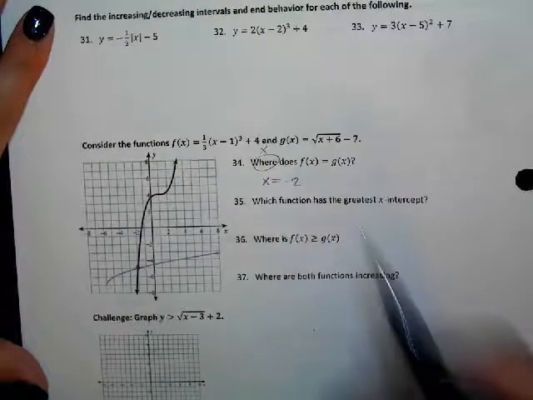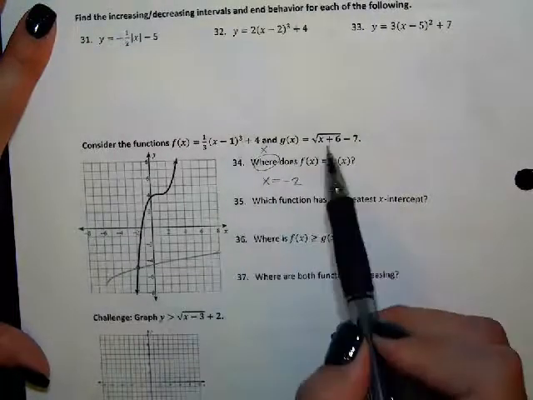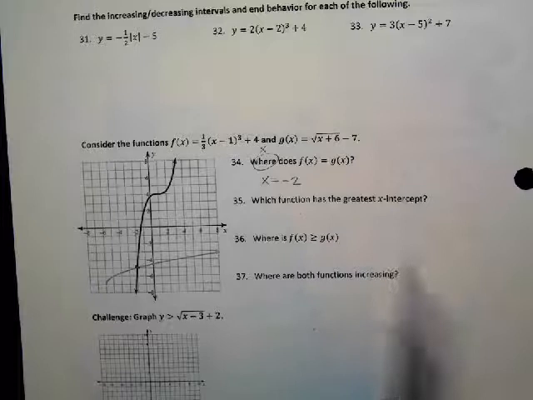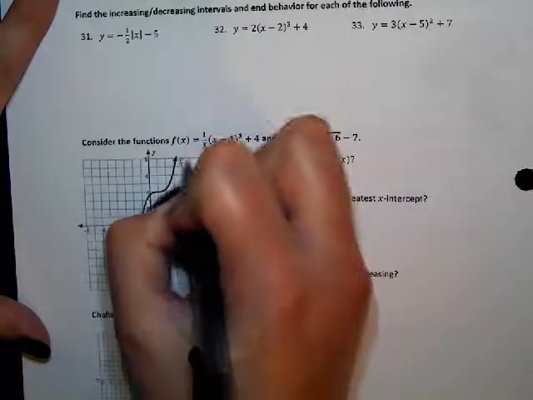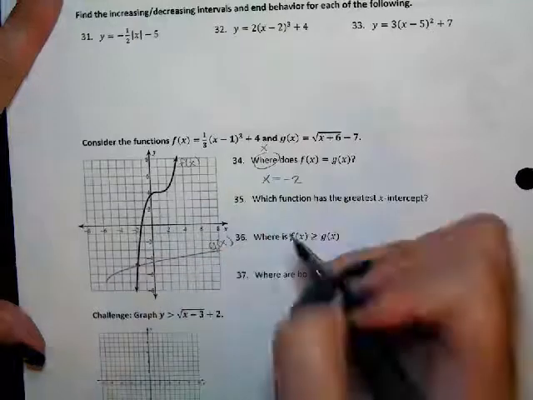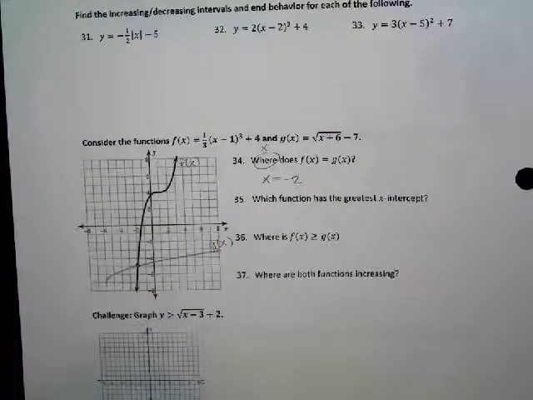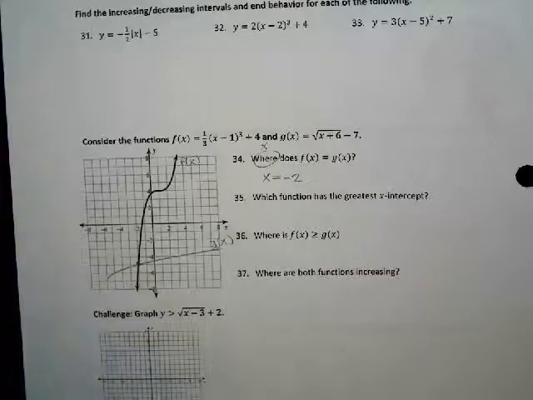Okay. So we have a cubic graph. We have a square root graph. Can you tell which one is the cubic? Is it the dark one or the light one? The dark one. Okay, so that means this one right here is f of x. This one right here is g of x. So they said which one has the greatest x-intercept. By greatest, they mean like the biggest number. So we have an x-intercept right here. For the square root graph, I can't see the x-intercept. It's off the screen. Which one has the greatest x-intercept?